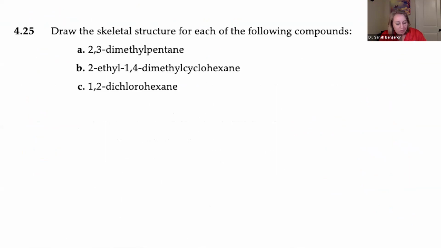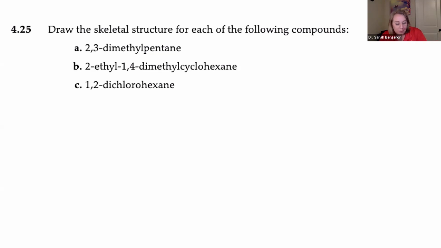Draw the skeletal structure for each of the following compounds. Now we're doing the reverse. Instead of looking at a group and then drawing it, we're going to start from the group. When we do this, what I like to do is start with the parent. So I like to go to the end and say, what's the parent? So my parent for A is pentane. Pent is going to mean 5 carbons. So this is a 5 carbon parent.